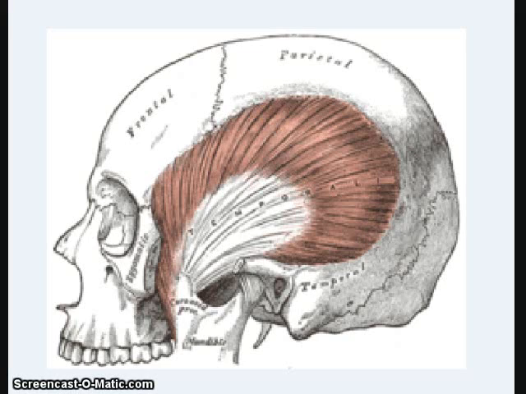Gabby used her temporalis muscle this morning when she yawned. It is the fan-shaped muscle covering parts of the temporal, frontal, and parietal bones. It elevates and retracts the mandible and maintains position of the mandible at rest.